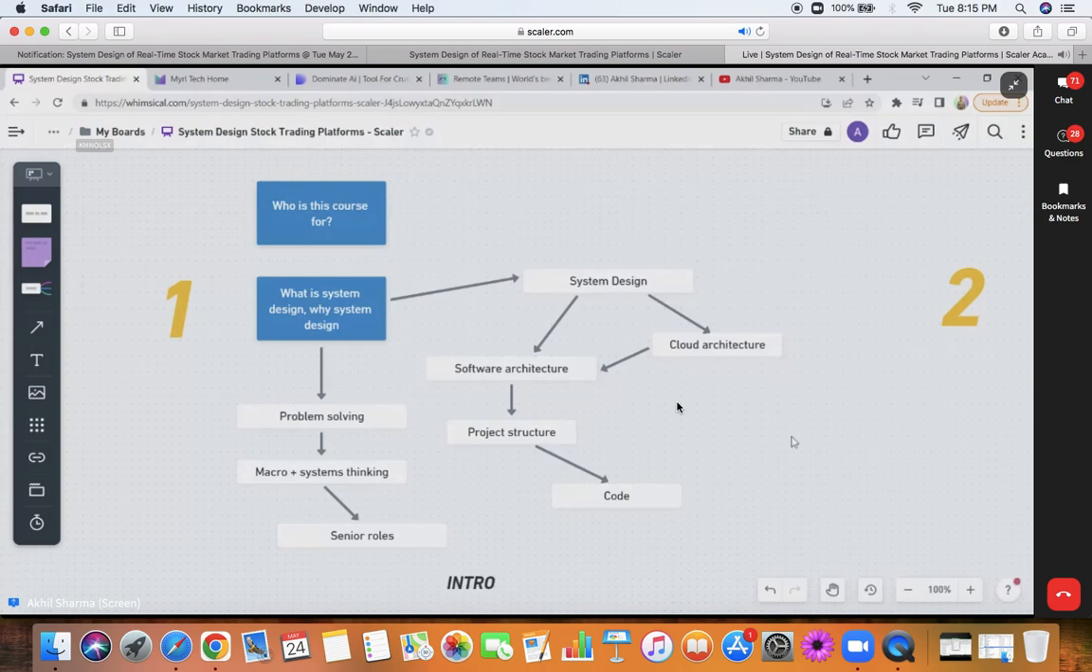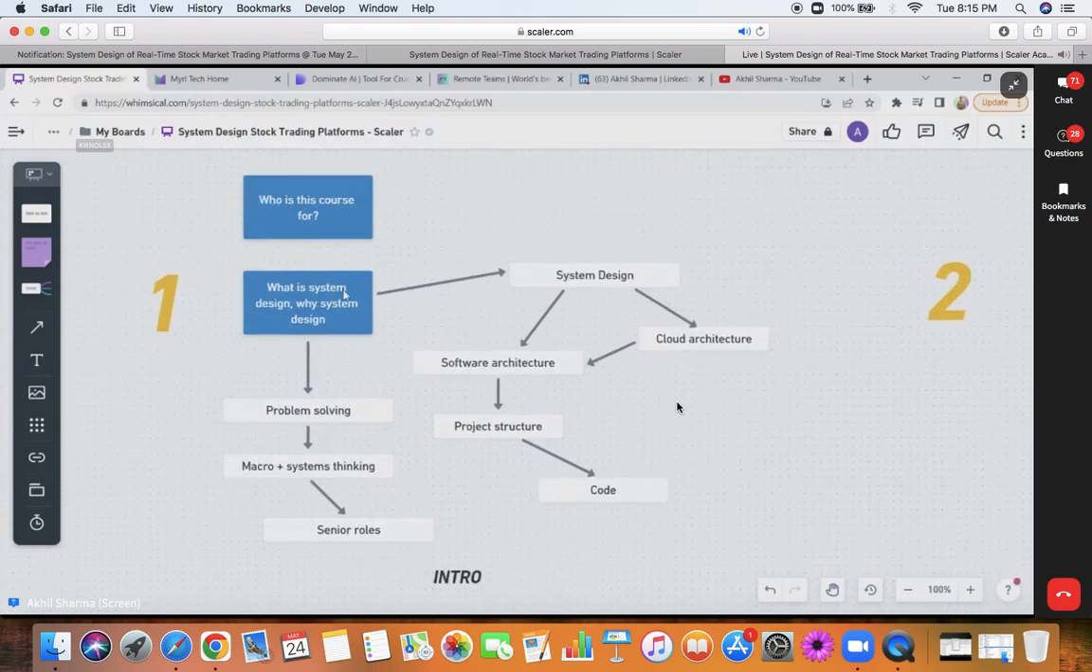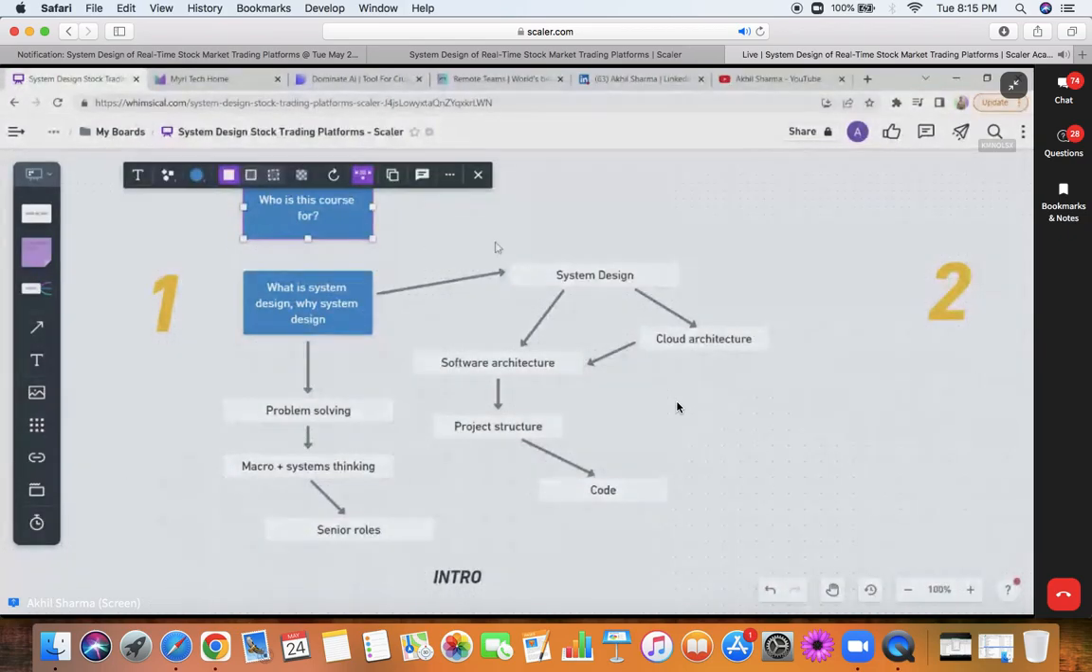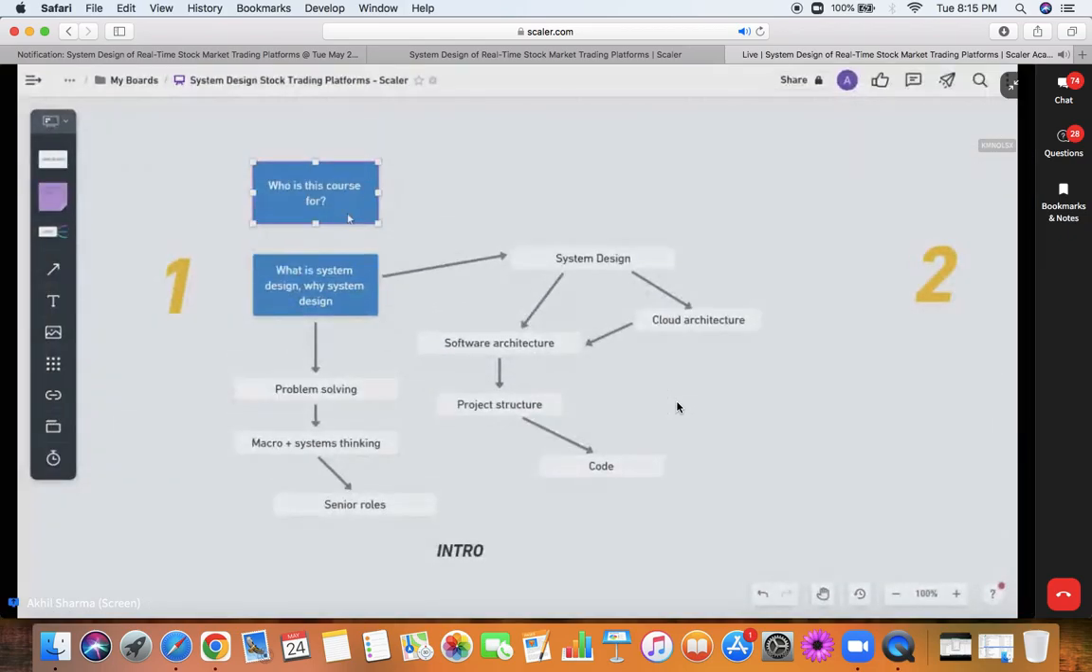So this was the intro. We've all understood what system design is and why we want to learn it. We've understood what this course is for and who today's session is for. The session is only for engineers who want to apply to senior positions, who want to get serious about engineering, who want to apply to bigger companies, and who want to learn how entire systems work.